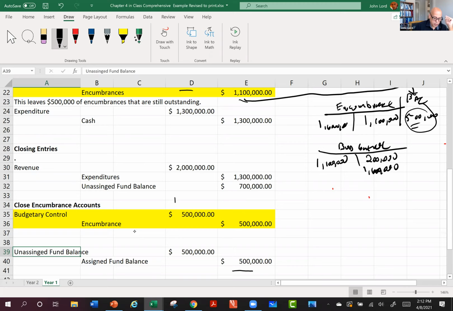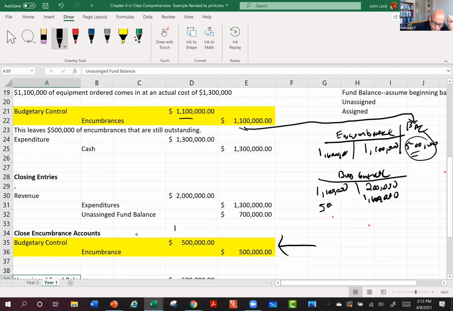And I got so wrapped up in my story that I forgot to show here. We must always close the original encumbrance entry as though the goods came in. Okay. So what are we going to do? We're going to debit Budgetary Control for 500, and we're going to credit the encumbrance for 500, which is the same thing we would have done as though the goods came in, right?